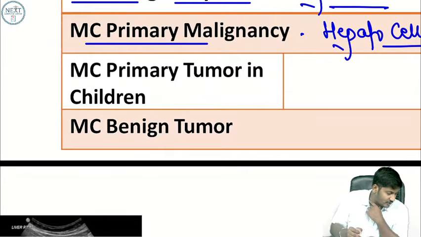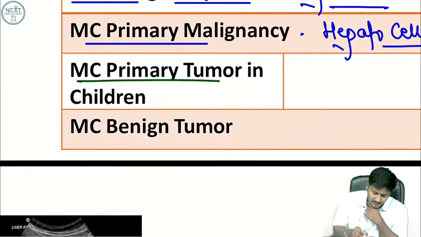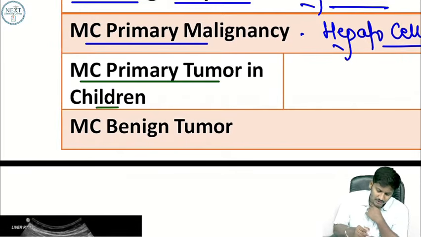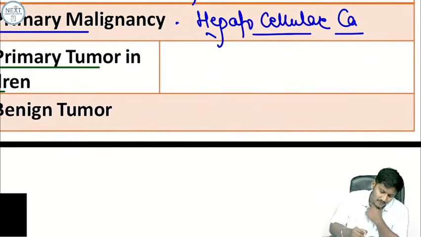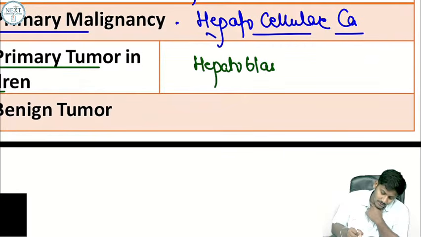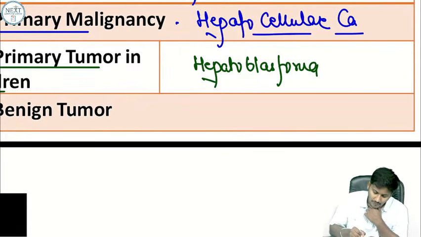Next important, if I talk about hepatoblastoma, it is the most common primary liver tumor in children. If they ask you which is the most common primary liver tumor or primary liver malignancy in children, the answer will be hepatoblastoma. That is important to be remembered.